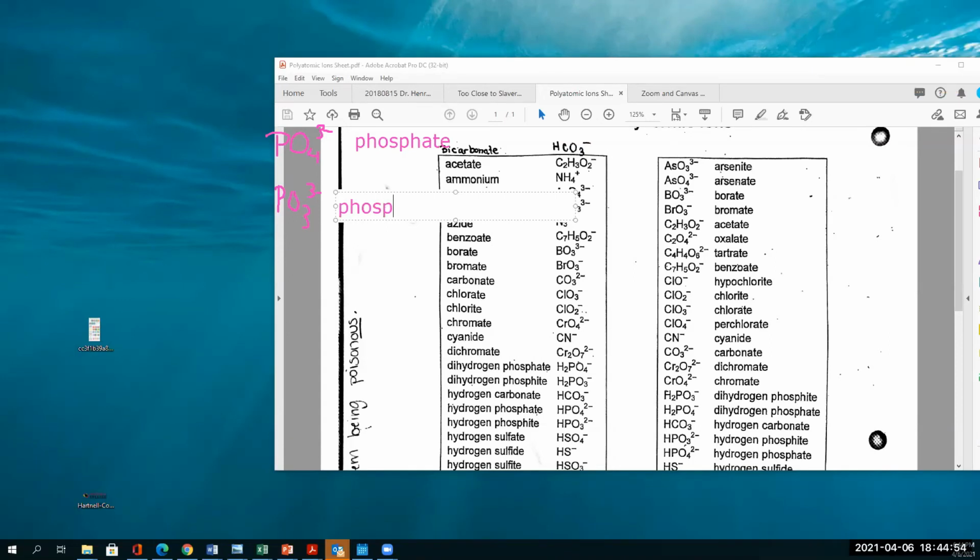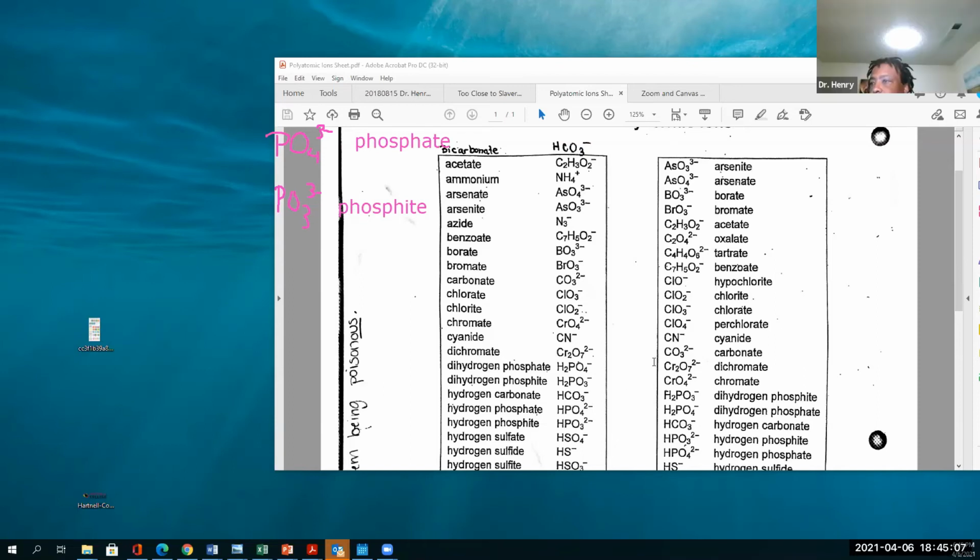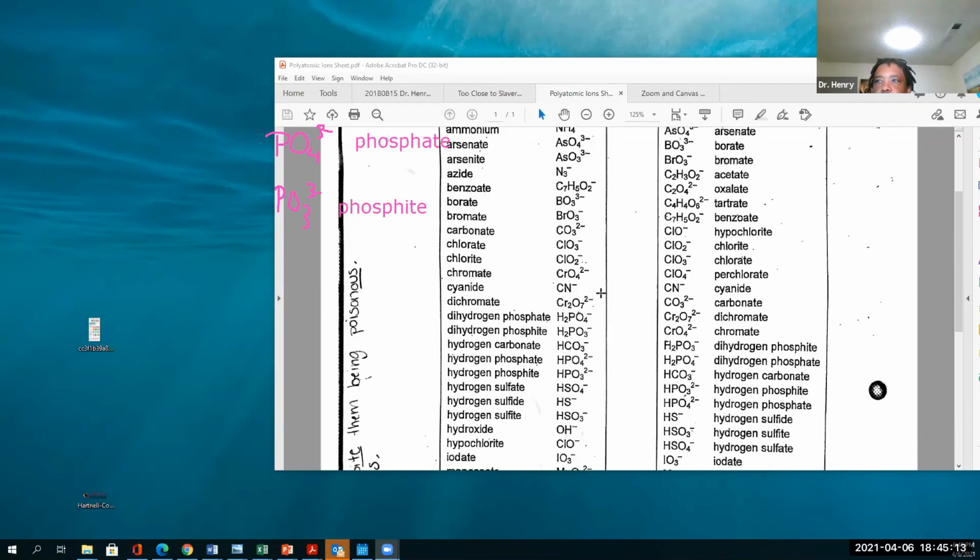We can only see half of your polyatomic ions on your screen. I'm only mentioning that because if somebody doesn't have the printout and is looking at the screen. Okay.